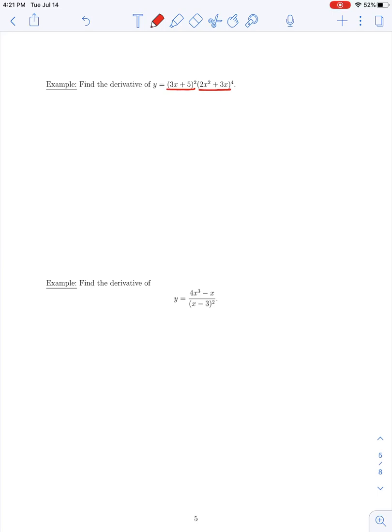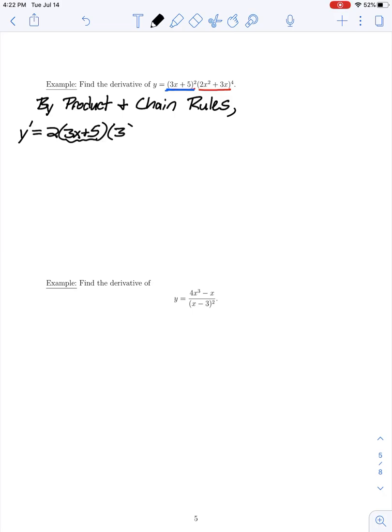So in order to differentiate, well, we have to make use of the product rule, since y is now the product of two functions. So here we're going to use the product rule, but notice that each of these functions within our product is a composite function. So when I differentiate those terms, I'm going to have to also make use of the chain rule. So here, by using the product and chain rules, the derivative of our function, y prime, is found by first differentiating the first function in your product. So differentiating that first term using the chain rule, I have 2 times 3x plus 5 to the first power. And then when I multiply by the derivative of that inner function, I have 3.